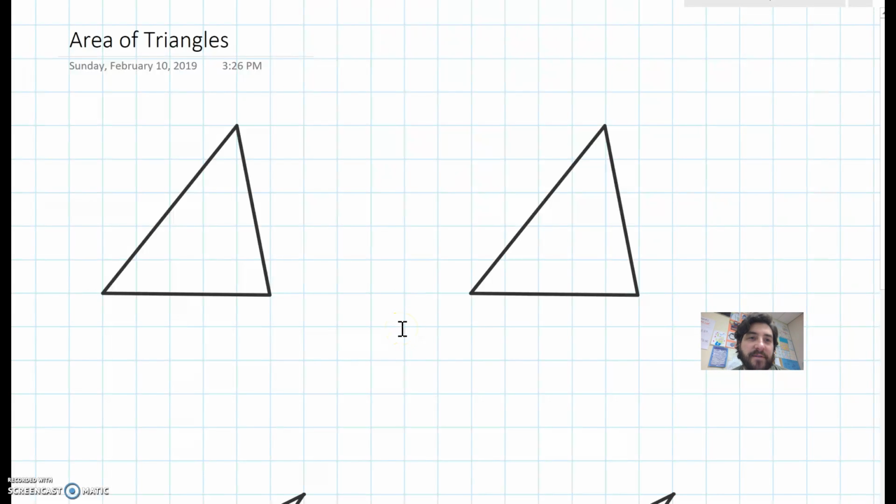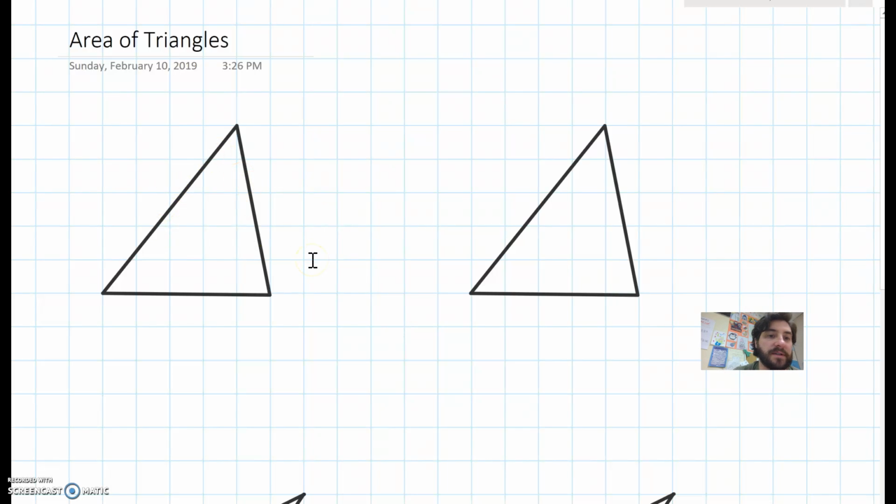Hello, Internet. We're going to do a little video about conceptually how to find the area of triangles. We're not going to talk about a formula here. That's just for you to take a look at these shapes, at what we know about areas of rectangles and parallelograms, and to see if we can get a sense of how to find the area of these shapes.